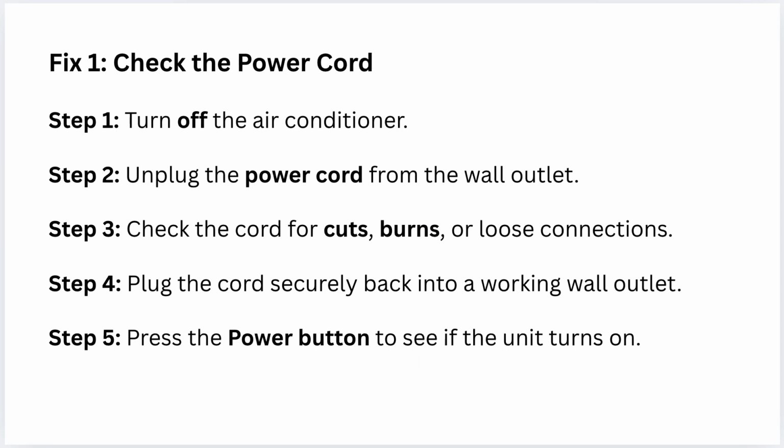Turn off the air conditioner, then unplug the power cord from the wall outlet. Check the cord for cuts, burns or loose connection. Plug the cord securely back into a working wall outlet. Then press the power button to see if the unit turns on.